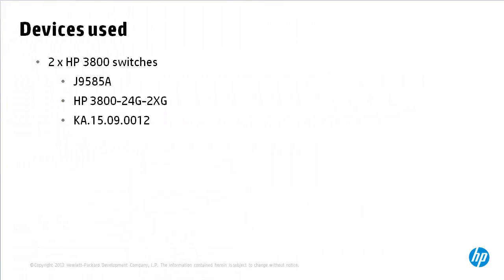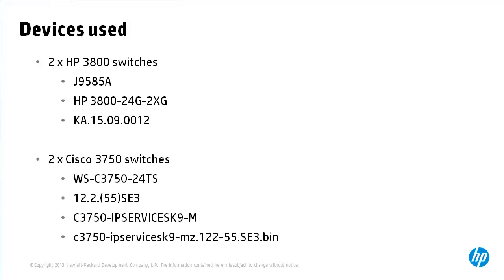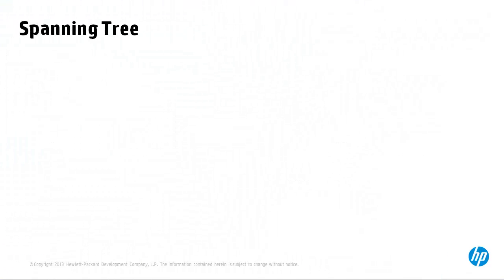The devices used in this topology are two HP 3800 series switches, J9585A, in other words 3800 24G 2XGs, running operating system KA.15.09.0012. The Cisco switches are two 3750s running IP Services 12.2(55)SE3. Some guidelines with regards to spanning tree.